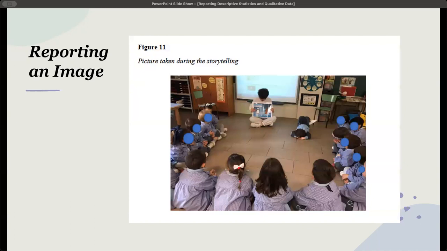If we want to report an image, as you can see here, all of the participants' faces are covered. So the author here has made it anonymous. You cannot identify the actual participants from this photograph.